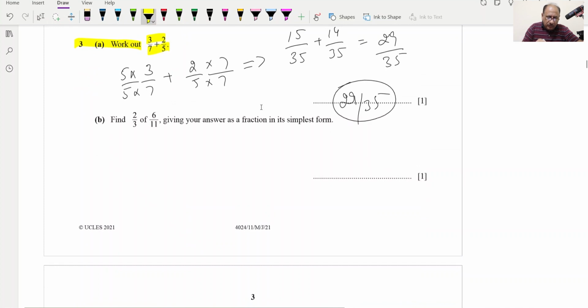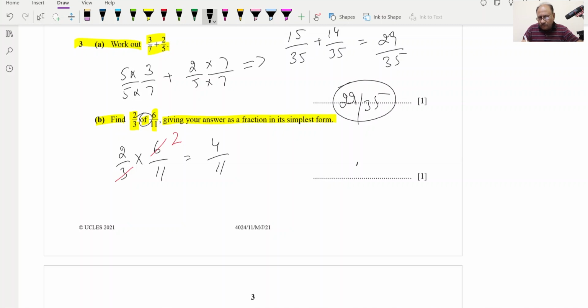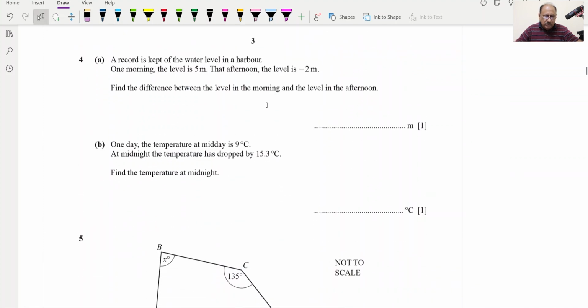And then B part, find 2 by 3 of 6 over 11, giving your answer as a fraction in its simplest form. So 2 over 3 of in mathematics means multiplication, so we'll multiply this, we can cancel, 3 1s are 3, 3 2s are 6, and this will be equal to 2 into 2 will be 4, 4 over 11, so our final answer will be 4 over 11. This is done. Now question number 4.